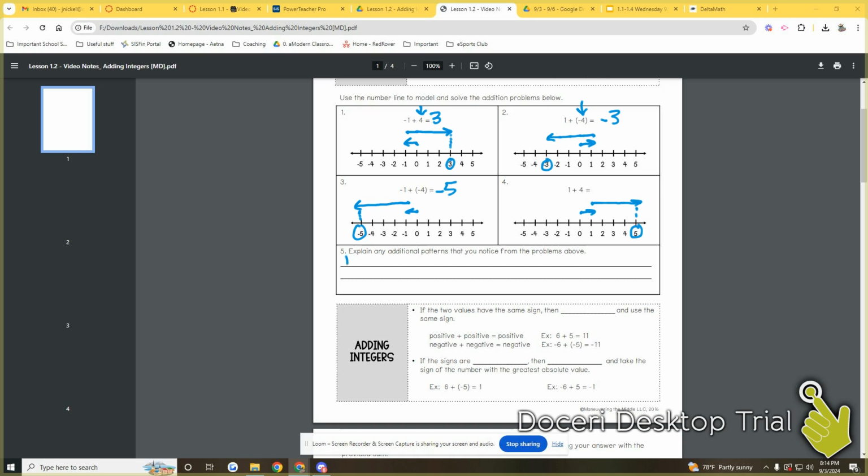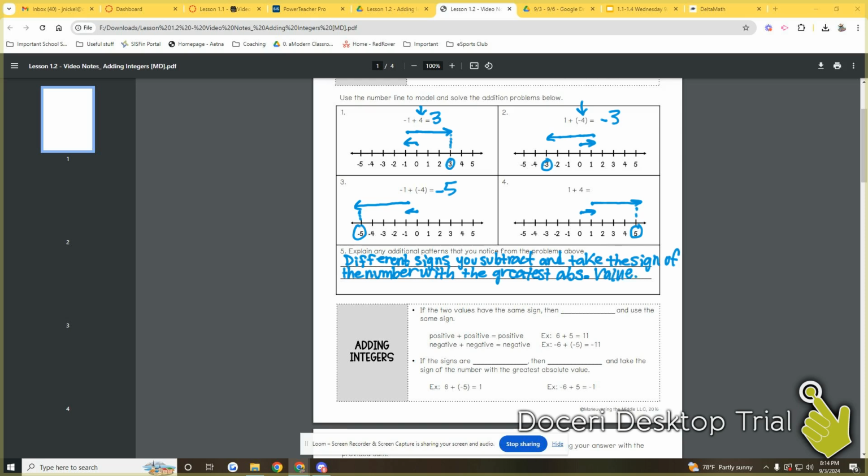So if you have different signs in a problem, you subtract and take the sign. So you keep the sign, right? You take the sign of the number with the greatest absolute value. So that's how you can determine the sign. I'm going to abbreviate absolute value as just ABS.